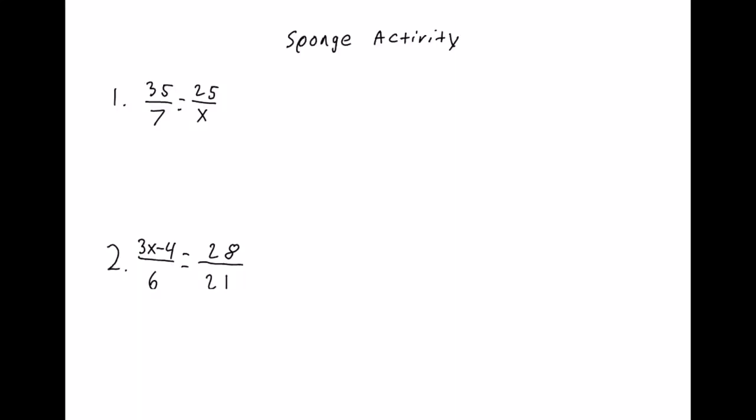Alright, now time for the sponge activity. So, in problem number 1, we have 35 over 7 equals 25 over x, and I want you to solve for x. And in problem number 2, 3x minus 4 over 6 equals 28 over 21, and again I want you to solve for x.